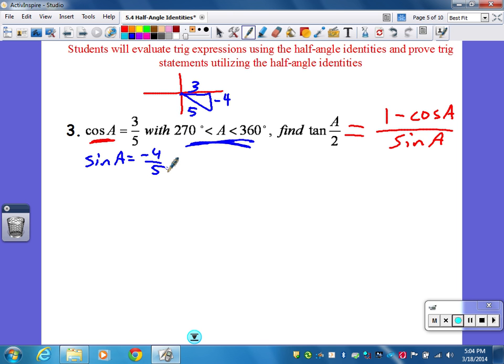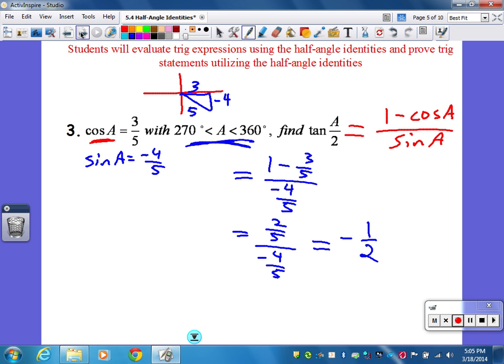Now it's just plug it in. So we have 1 minus cosine A, which is 3/5, all over sine A, which is negative 4/5, which is equal to 2/5 all over negative 4/5. It ends up simplifying out to negative 1/2.